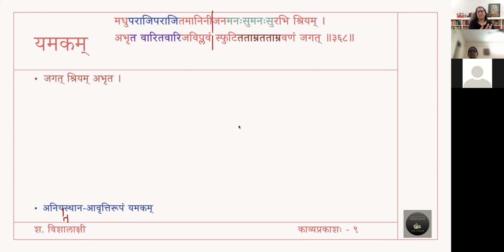Probably this is the Vasanta Ritu Varnanam that is going on here. So the world has become very beautiful here. It has acquired a beauty. How is that beauty? So there is described how is the world. So evam the Rupam Jagat Shriyam Abhrita. So the world which is of this format became really beautiful. There are three words here which are adjectives to Jagat.